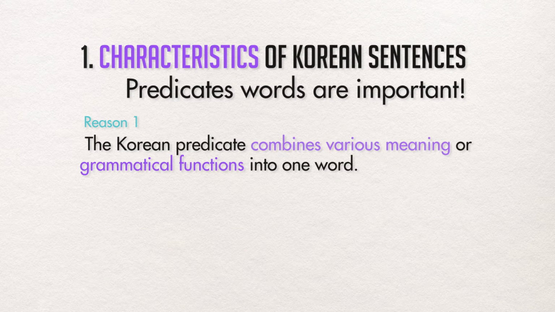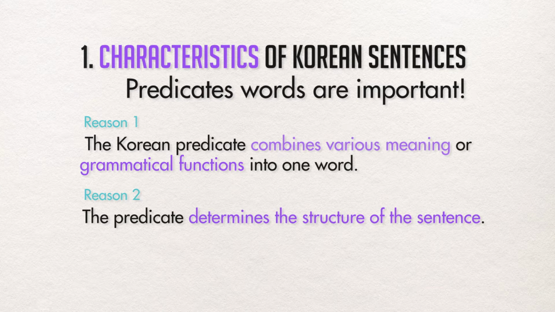First, the Korean predicates combine the morpheme with various endings to create meanings and nuance of the sentence. Sometimes Korean predicates are dense enough to compress 2 or 3 words of meaning or grammatical function into 1 word. So, if you miss that part, you will not only misunderstand the meanings, but also completely misread the speaker's intentions.